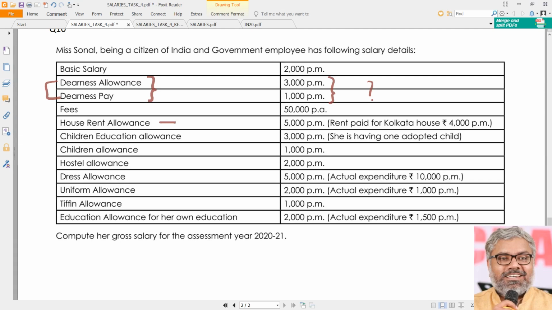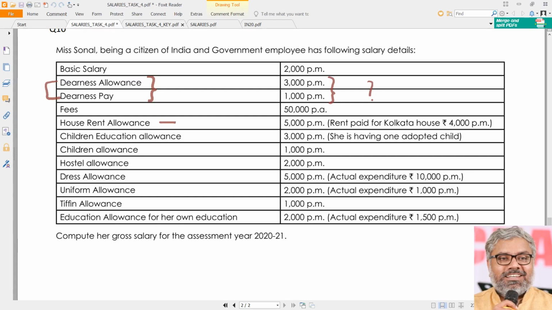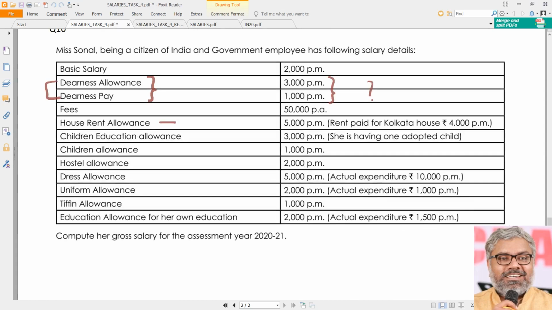The key given to you is not the final answer that you should write in the main exam. That is only to check your answers. Don't think that I will present like this only in the exam. Presentation is what we do according to what we discuss: proper heading, calculations, and most importantly, working notes. Every provision, every calculation has to be shown in the working notes. Any assumption that is taken has to be written also in the working notes.